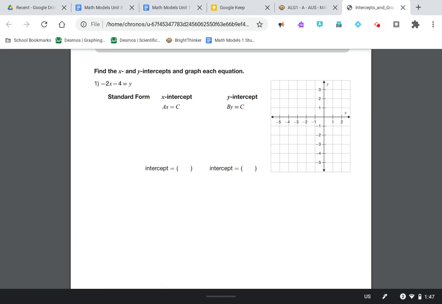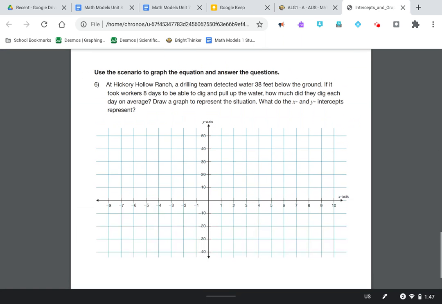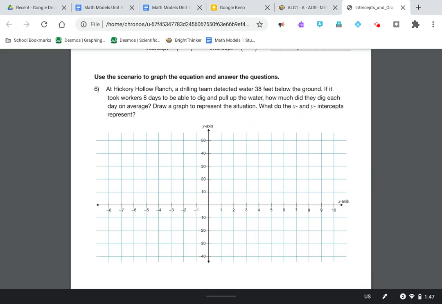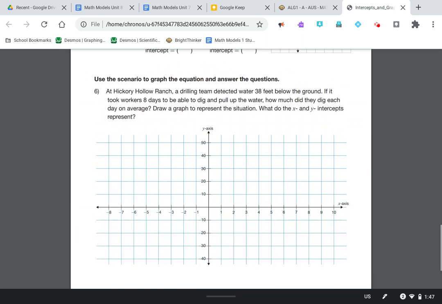So that's it. That's what you have for the worksheet. There's a few examples, and then you have number 6. So you could just put your answers on a separate sheet of paper and then submit a screenshot or an image that you take with your phone or something like that.